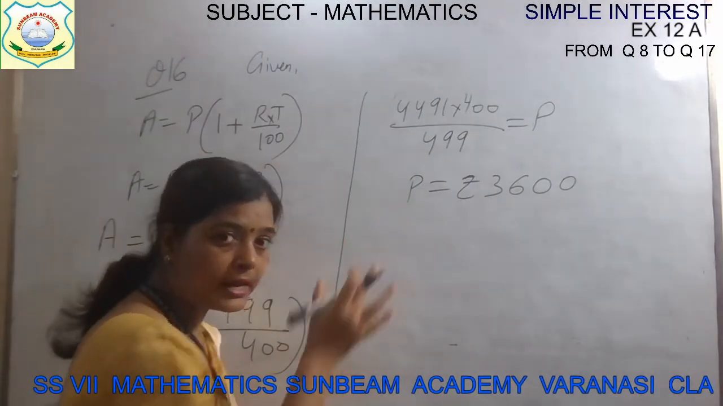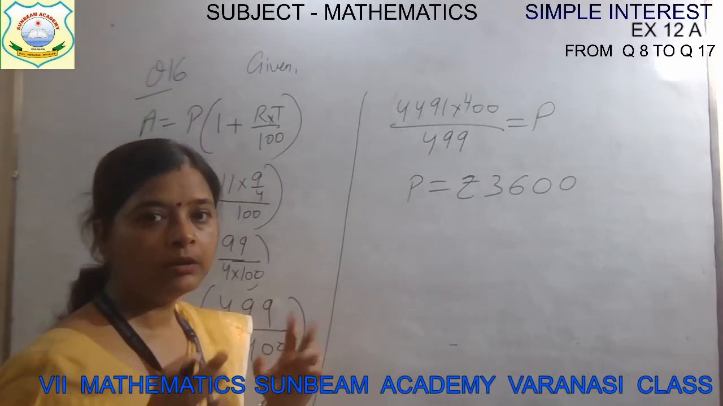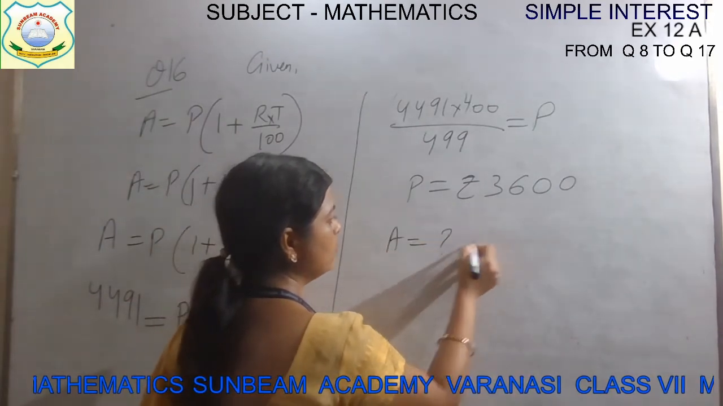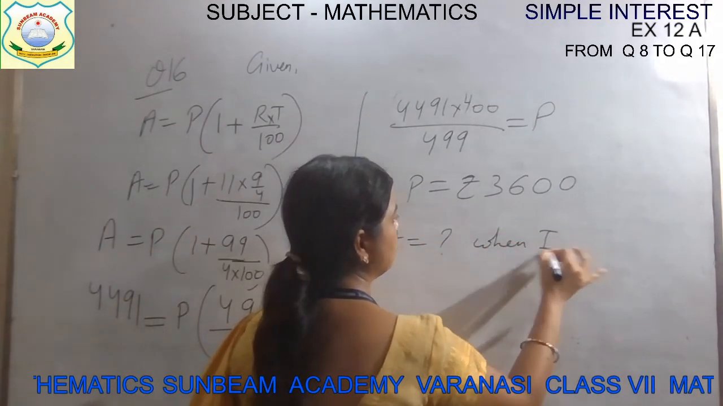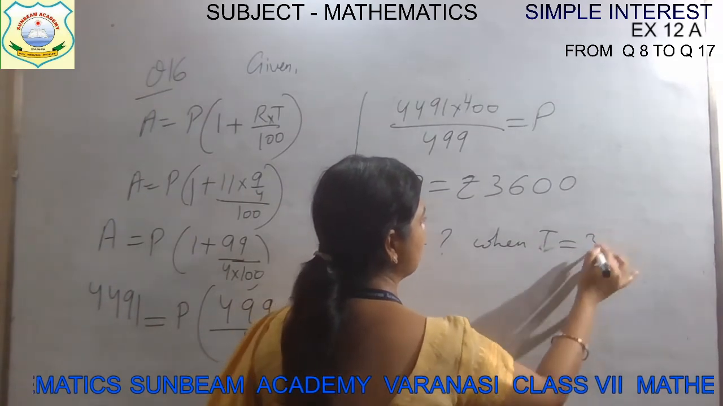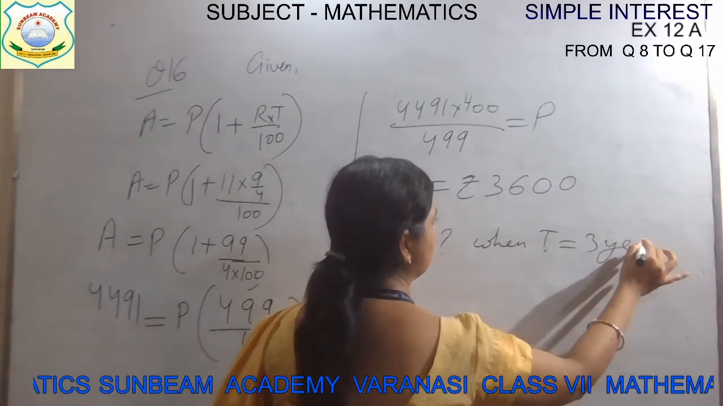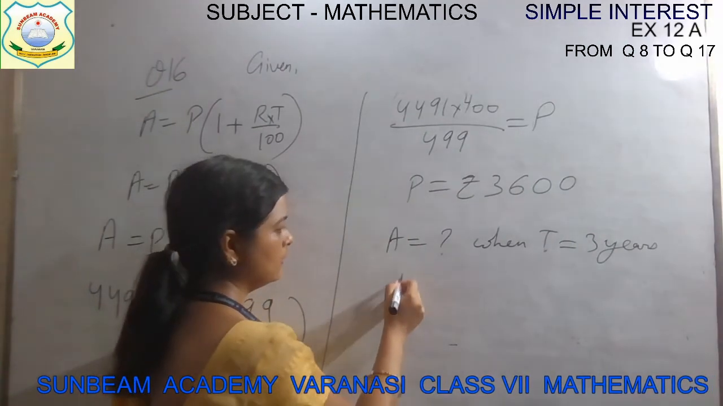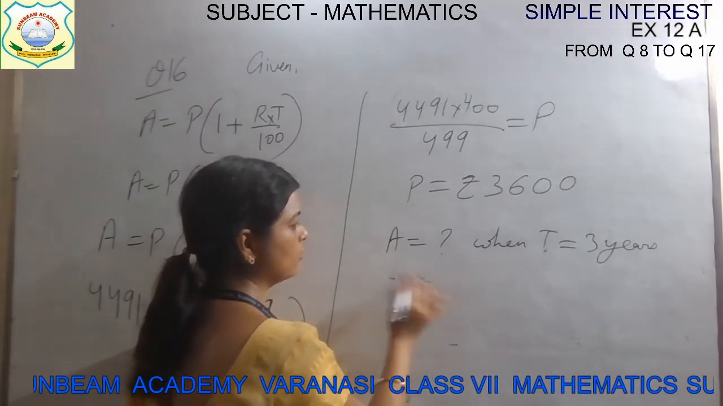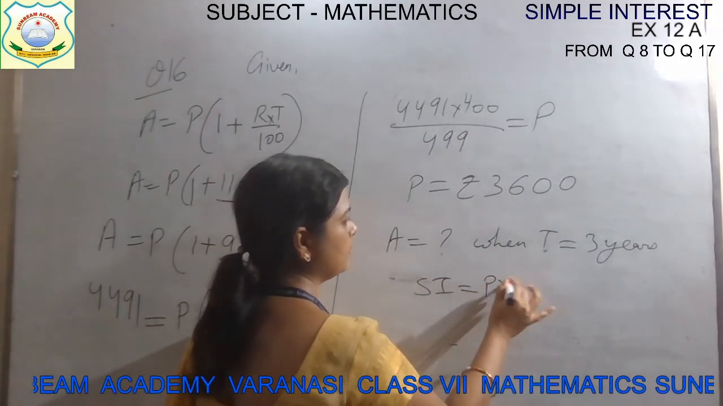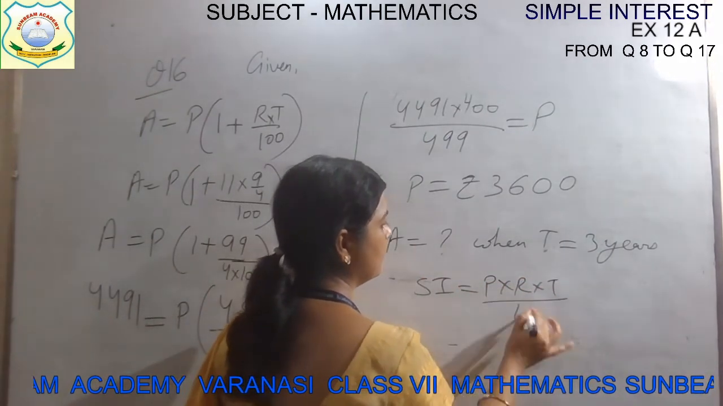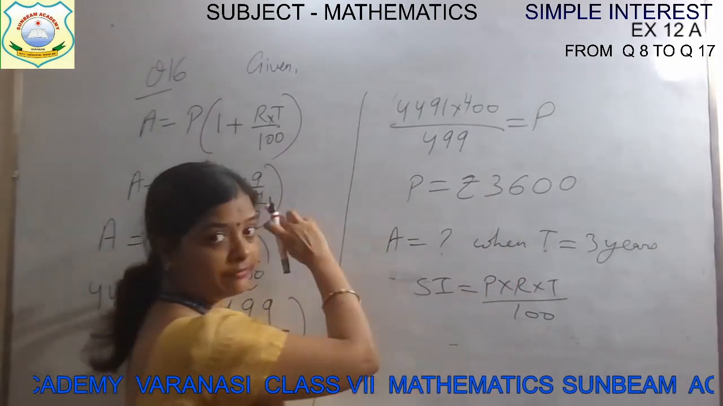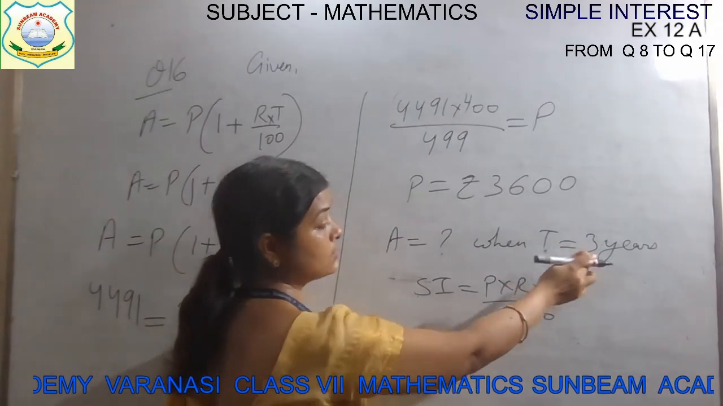So now we have the principal money and we have to find the value of amount. Amount when time is how much? 3 years. When time is 3 years, what will you do? Put it in the formula. Simple interest is equal to P into R into T upon 100. Find the simple interest when P is this much. Rate is 11, same rate 11%. Time is 3 years now.